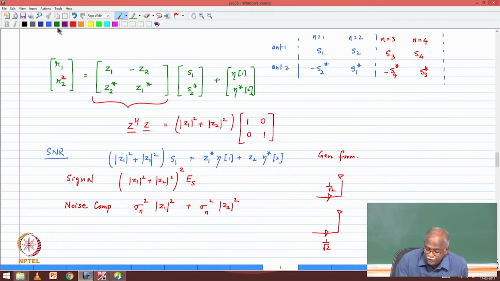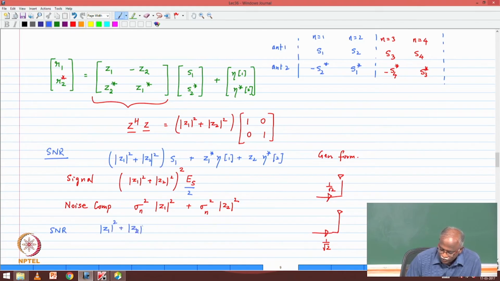By the way, this should be Es by 2. Es is when you transmit all the power through one antenna. This one would have an S1 by root 2 sitting there because you did the scale factor of root 2, and then when you actually compute, it will be Es by 2. So SNR will be the ratio of the signal component to the noise component, which comes out to be mod Z1 squared plus mod Z2 squared divided by 2, that's that by 2 factor, times Es divided by sigma n squared.